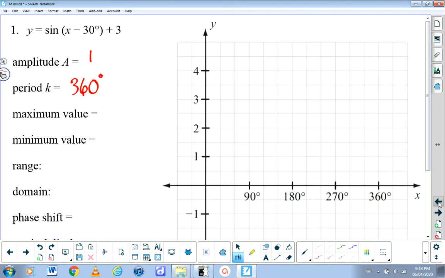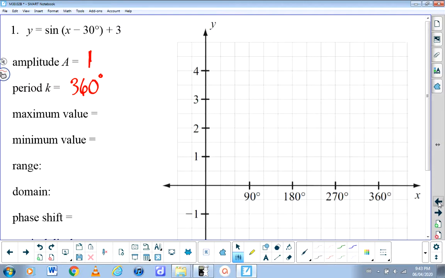Now let me explain to you the significance of those 2 things in terms of sketching the graph. What the amplitude being 1 tells us is, and this is very subtle but important, wherever the middle of the graph is going to go, 1 above that and 1 below that. Let's deal with that right now.